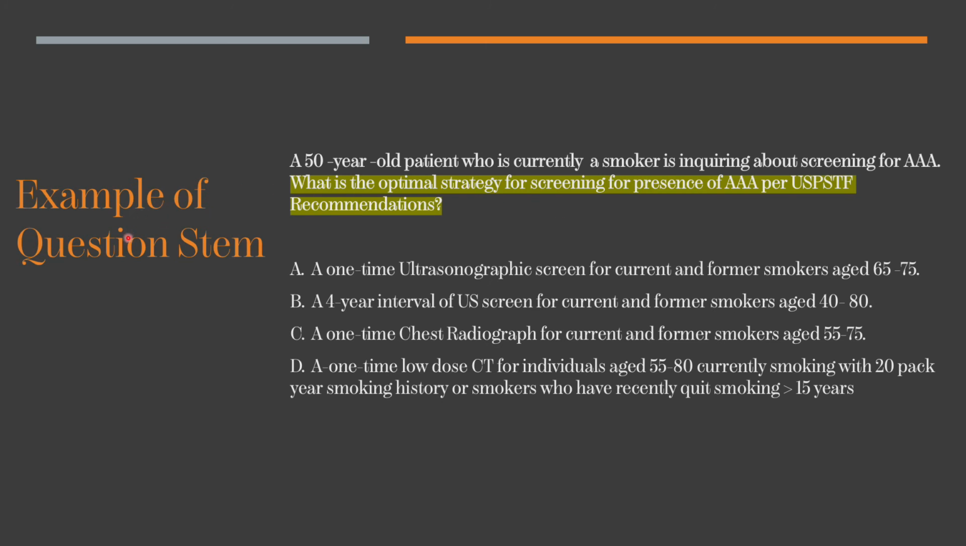Another example of a question stem. A 50-year-old patient who is currently a smoker is inquiring about screening for abdominal aortic aneurysm, AAA. What is the optimal strategy for screening for presence of AAA per USPSTF recommendation? A, a one-time ultrasonographic screen for current and former smokers age 65 to 75. B, a 4-year interval of ultrasound screening for current and former smokers age 40 to 80.